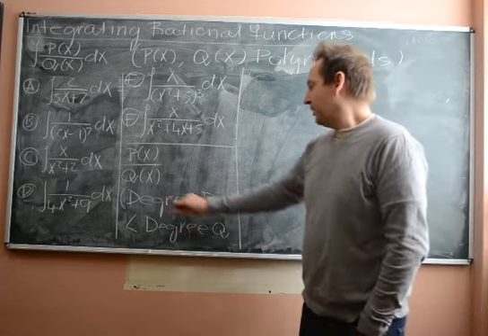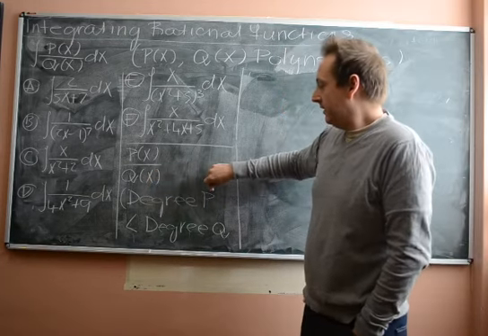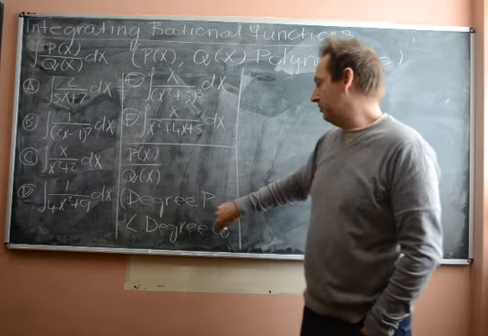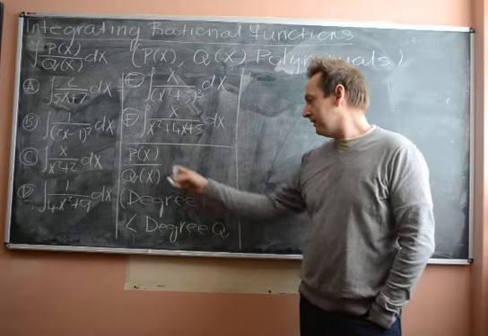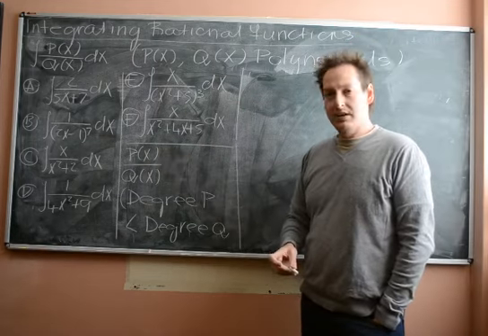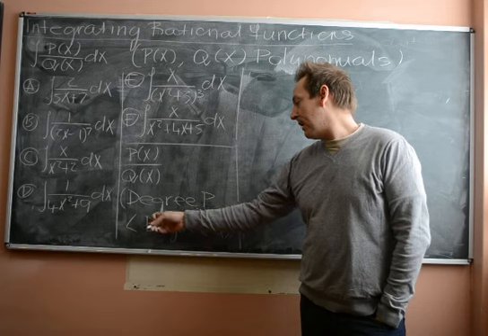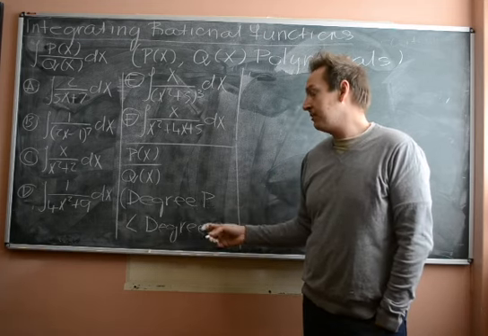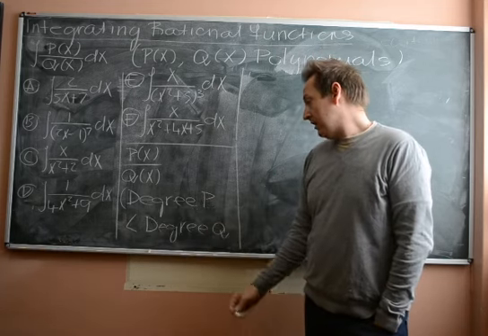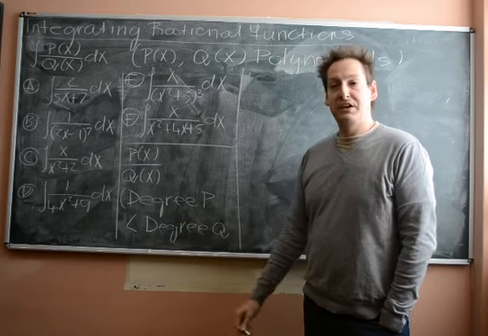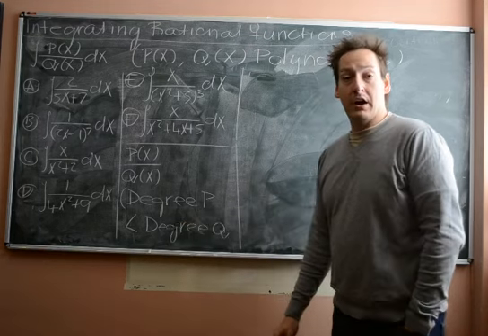And we're going to assume that the degree of p is less than the degree of q. So the highest power that we have in p has to be less than the highest power we have in q. So if p contains, say, an x to the 5th, then q must contain at least an x to the 6th or higher.